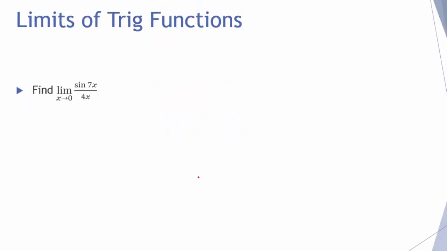So let's take a look at this one. Find the limit as x approaches 0 of sine of 7x divided by 4x. Now this is not continuous at 0. We cannot use direct substitution to calculate this limit, so we're going to have to get a little more creative. What we're going to do is hearken back to that limit that we spent so much time on: the limit as x approaches 0 of sine x divided by x is equal to 1.